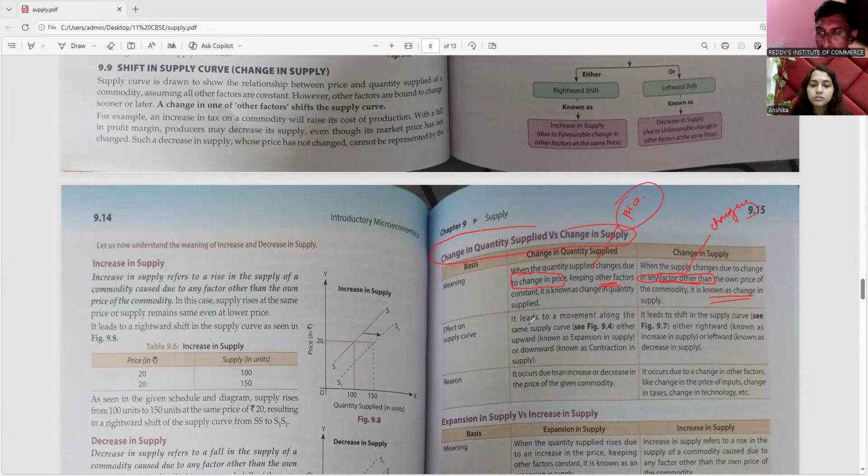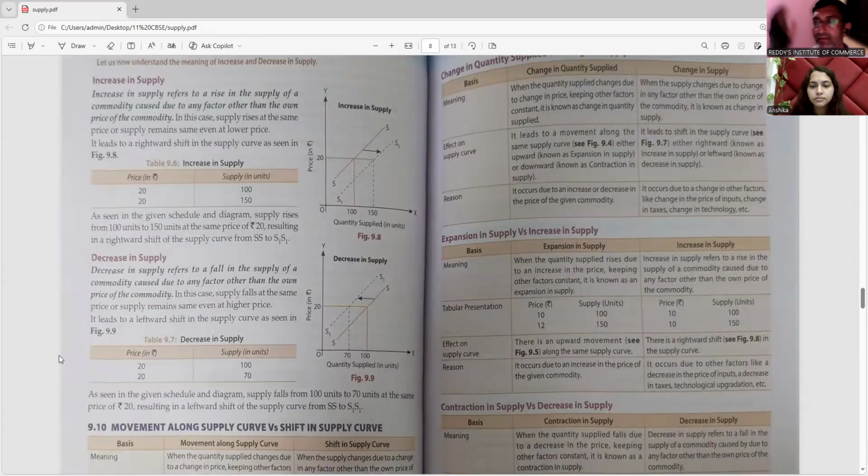Effect on the supply curve: it leads to movement along the same supply curve, either upward or downward. It is also the same, either rightward or leftward. Reason: increase or decrease in the price of the commodity. Reason: changes in other factors, like inputs, taxes, and technology. These are the examples.